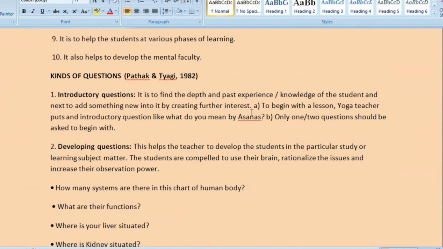To begin with the lesson, a yoga teacher puts an introductory question like, what do you mean by asanas? Only one or two questions should be asked to begin with.